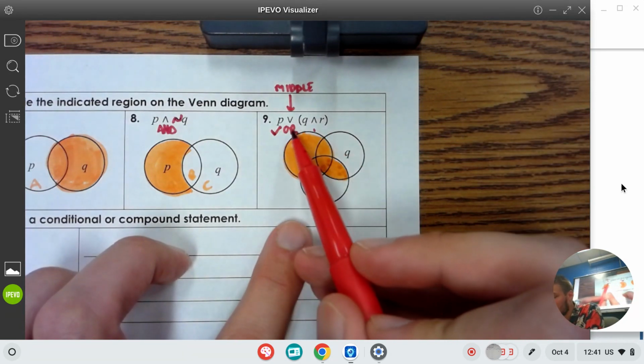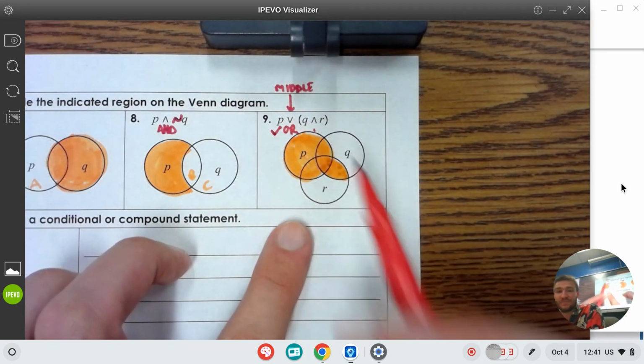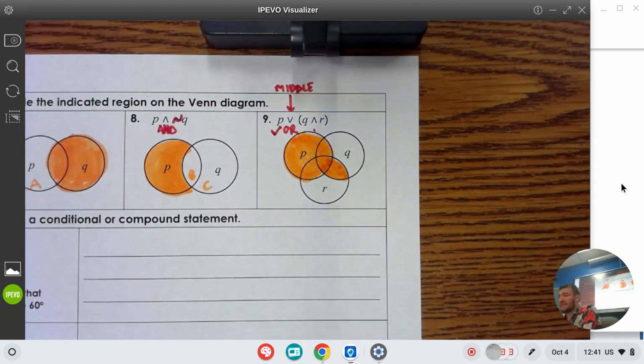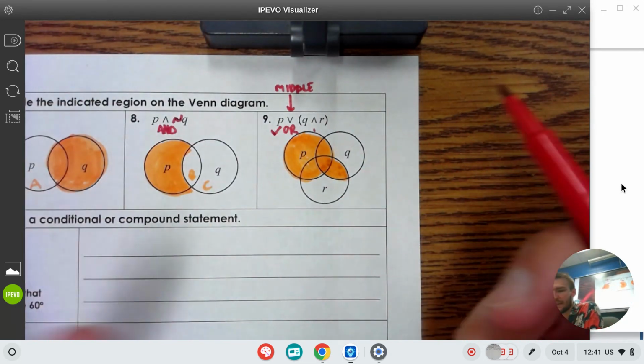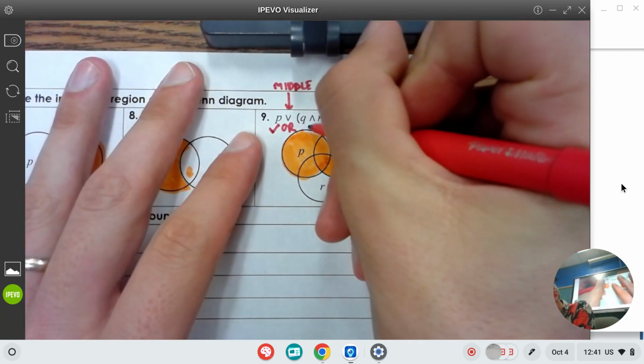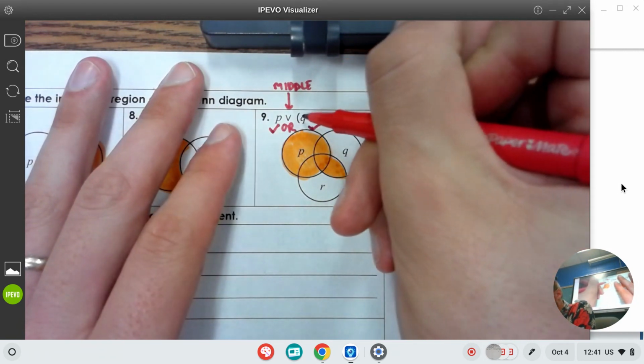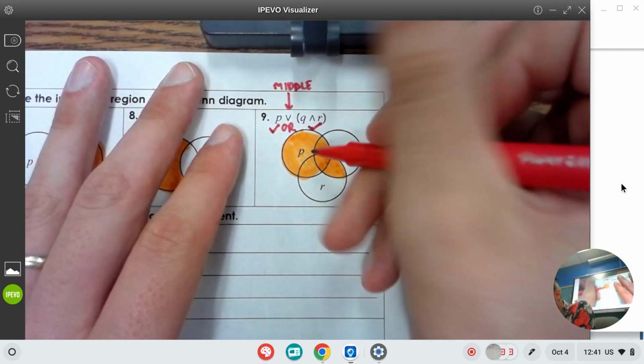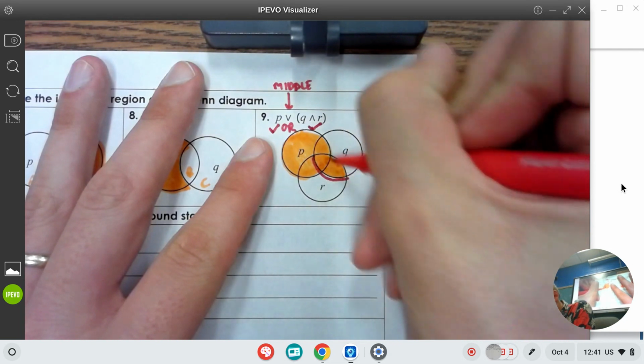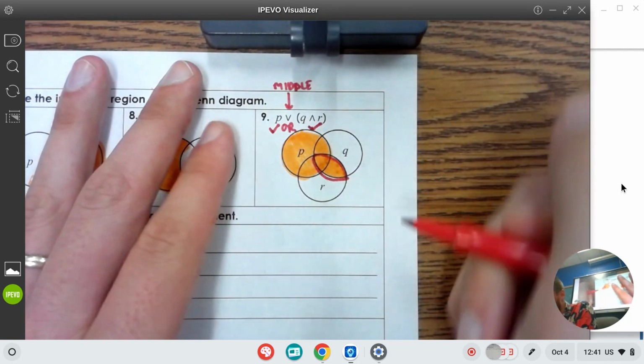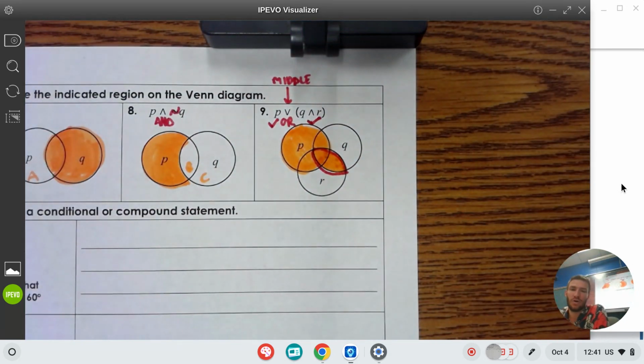The or in the middle is telling us that the left side works, we can color that. The right side works, we can color that. Okay? We kind of get to think of it as 2 separate things. The right side here, which says you must be Q and R, is talking about this section in the middle that has to be Q and R. Okay?